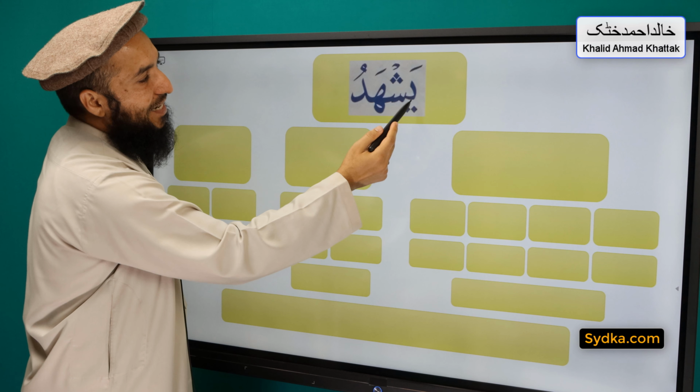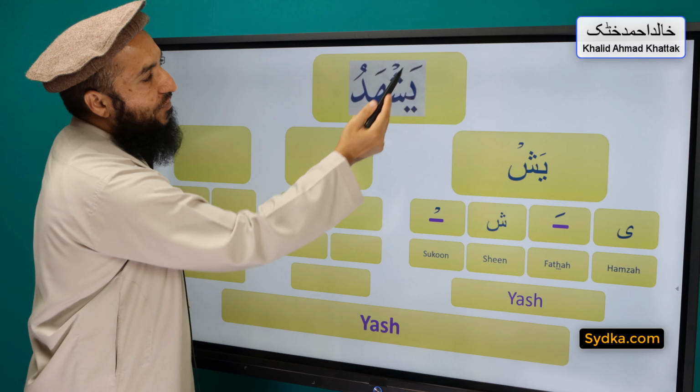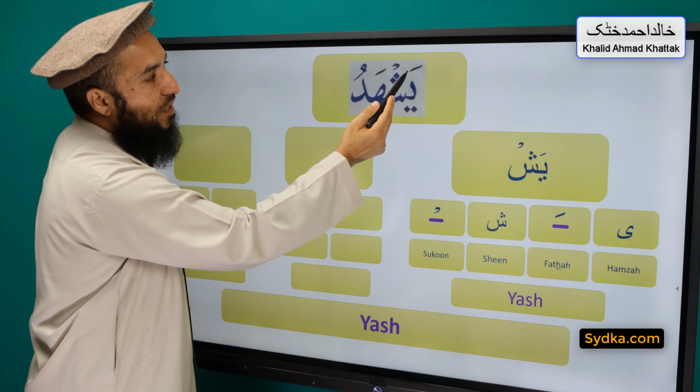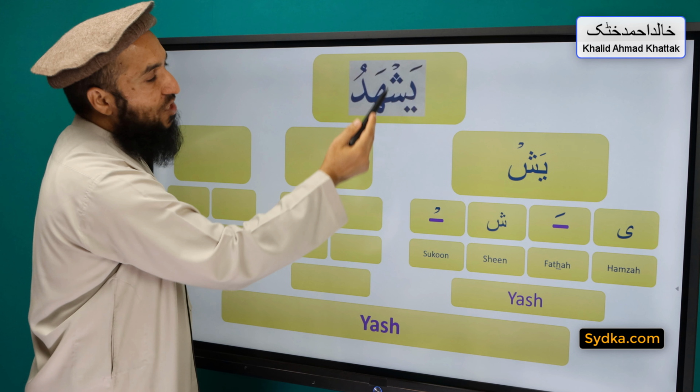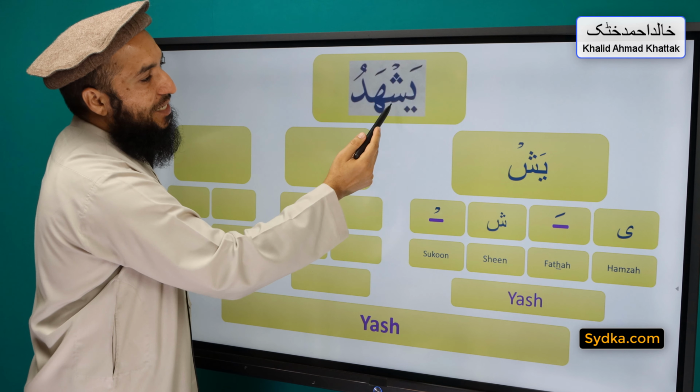The next word we have is yashhadu, and it can be divided into 3 syllables. The first one is yash, the second one is ha, the third one is du. So the first syllable we have is ya fatha sheen sukoon yash. Ya is a light letter, it has fatha on top of it, it is followed by sheen, and sheen has a sukoon.